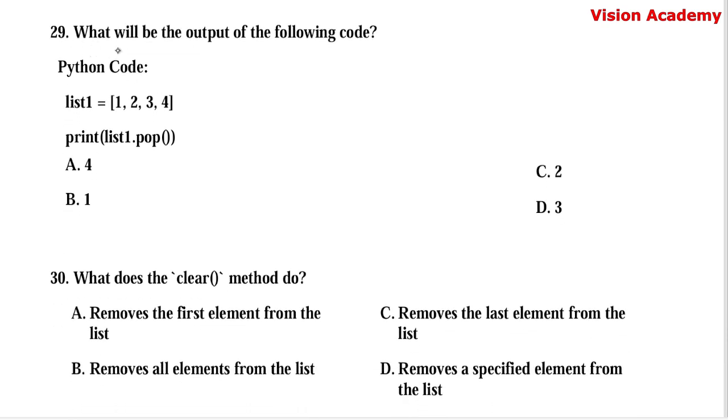Question number 29. What will be the output of the following code? Python code: list1 = [1, 2, 3, 4]; print(list1.pop()). So here the options are A, 4, B, 1, C, 2, D, 3. Whenever we use the pop method, it is going to remove the last or topmost element. Hence, in this case, 4 will be popped out. Only 1, 2, 3 remain. So here option A, 4, is the right answer.